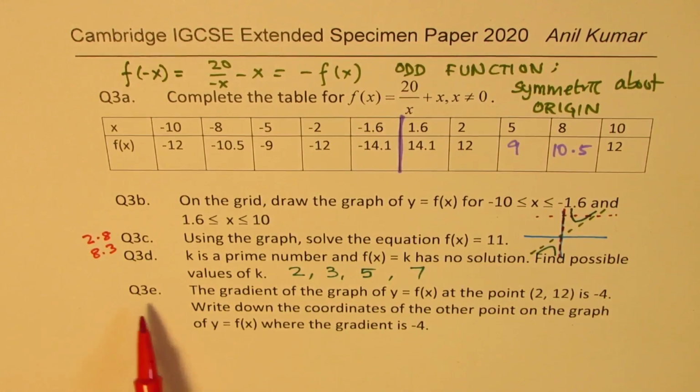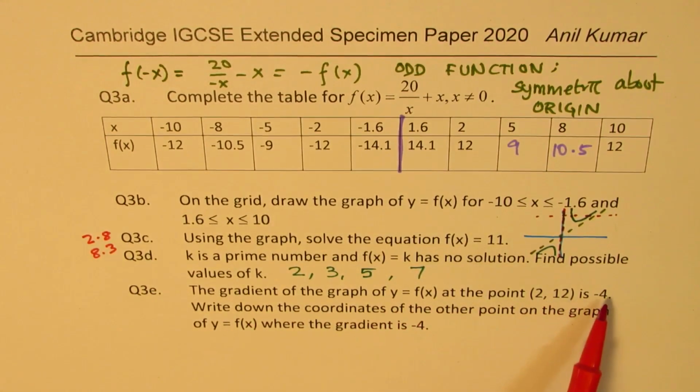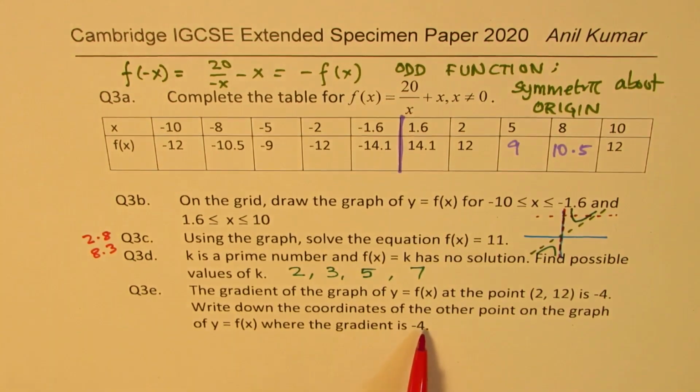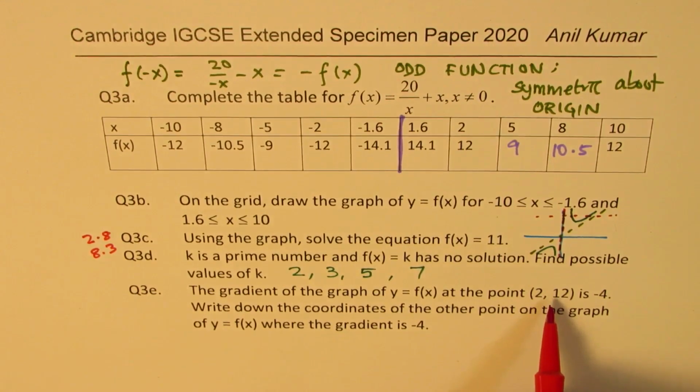Correct. 3e. The gradient of the graph y equals f of x at the point (2, 12) is -4. Write down the coordinates of the other point on the graph where the gradient is -4. What should be the other point? Now from the symmetry, you could easily say what the other point should be, right? Since the two graphs are symmetric. Does it make sense to you? So that is how understanding symmetry helps, correct?